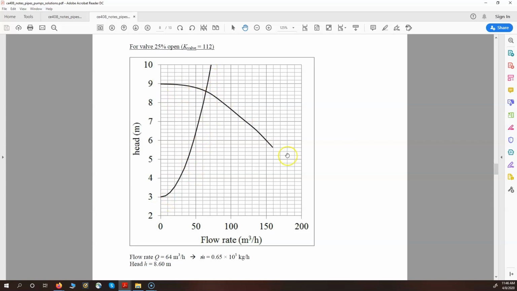Again, the pump characteristic is the same, but because the system curve has changed, the intersection happens at an even lower flow rate. This time it looks like about 64 cubic meters per hour, corresponding to this mass flow rate, and the head is even higher, 8.6 meters.